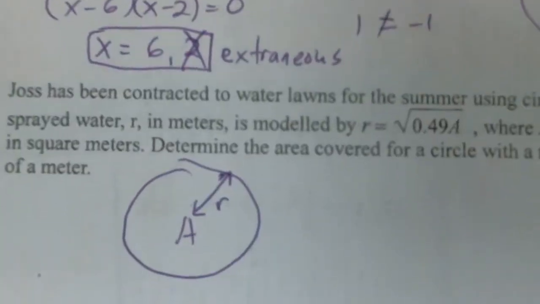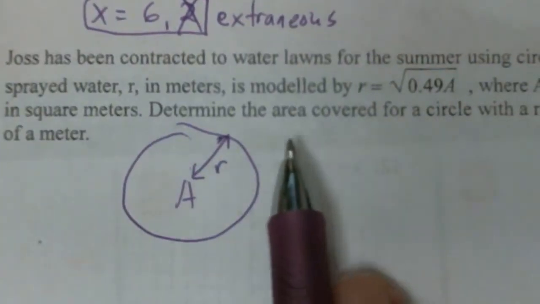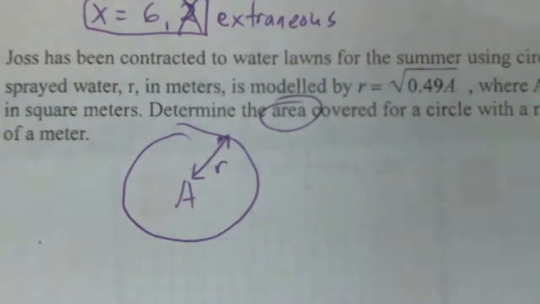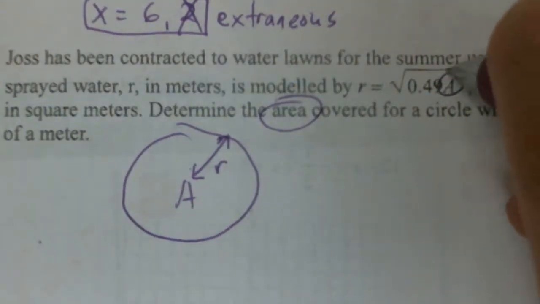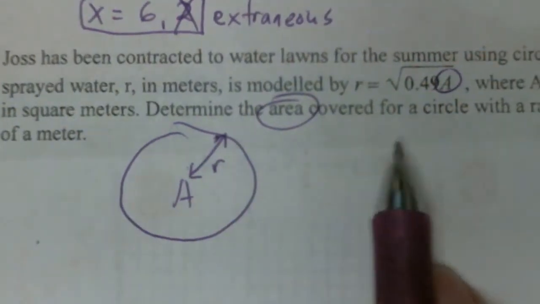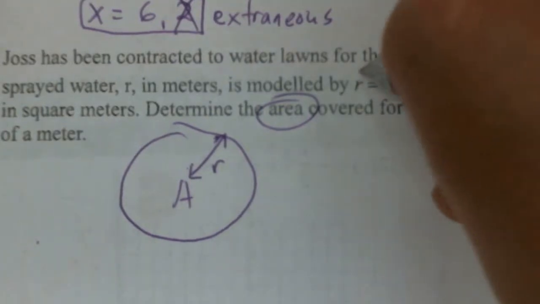There we go. Okay, so I'm trying to solve for determine the area. You've got to read the questions. What is the word problem asking for? Determine the area, A, with a radius of 4. Okay, so they give me the radius.